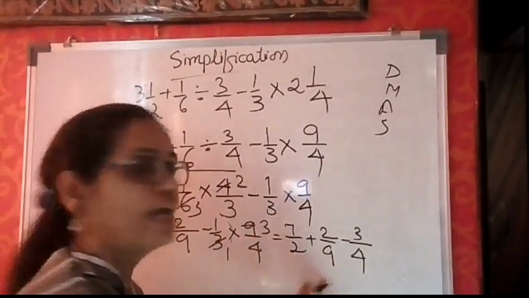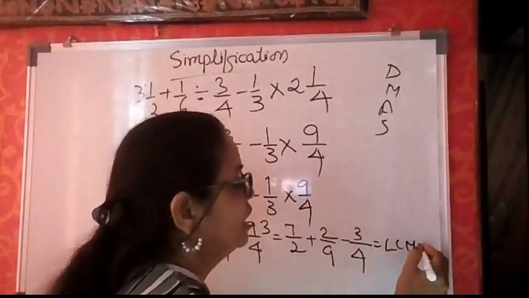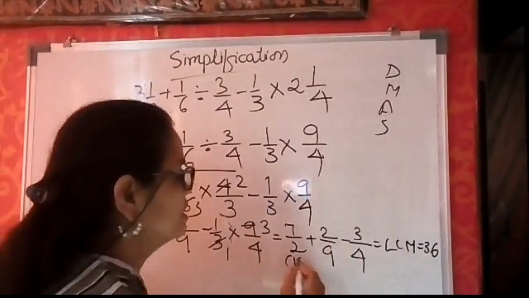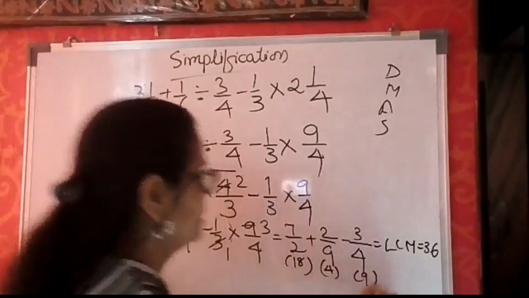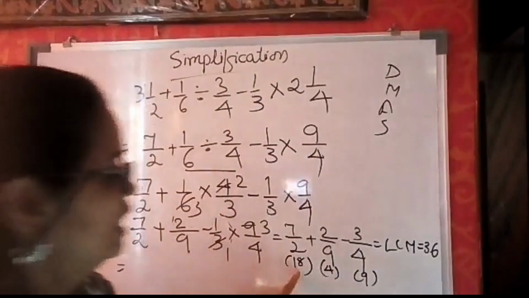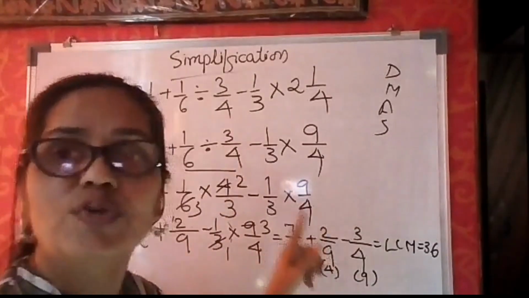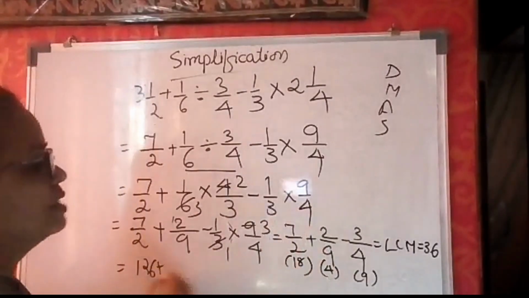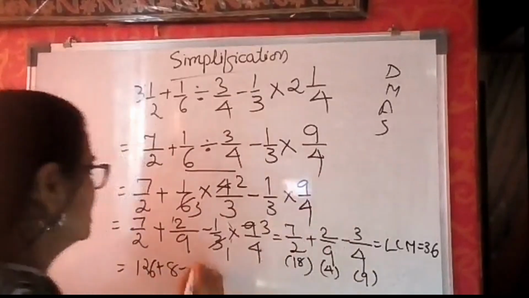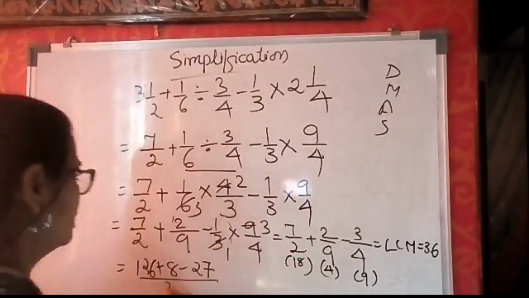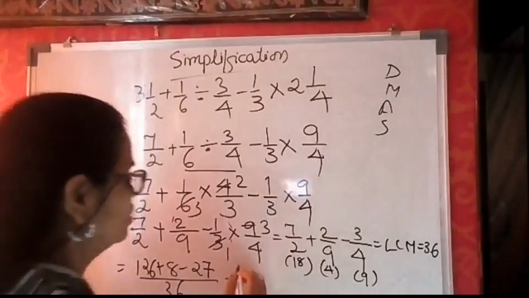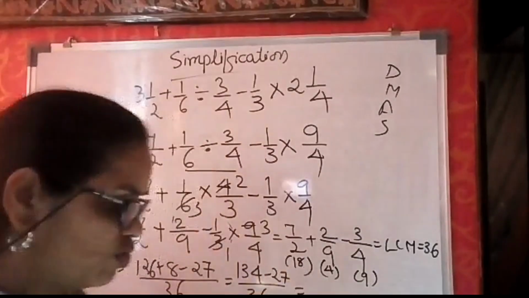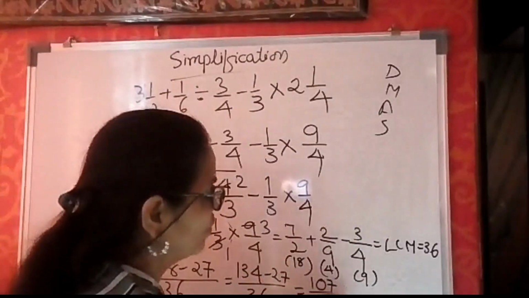Now LCM of 2, 9 and 4 is what? Is equal to 36 because 36 comes in all three tables. So 2 18s are 36, 9 4s are 36, 4 9s are 36. And when you are multiplying the denominator with this number, you have to multiply the numerator also by the same number. So 18 7s are 126 plus 4 2s are 8 minus 9 3s are 27 divided by 36, which is our LCM. So it would be 134 minus 27 divided by 36, which gives you 107 upon 36.